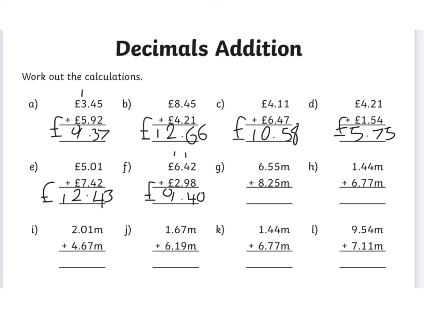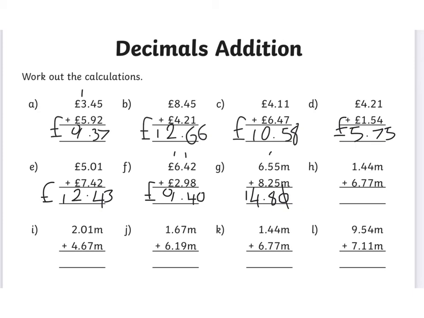Okay. Next, 5 plus 5. Okay, so I notice these are in meters now. So 5 plus 5 is 10. Put down 1. 1 plus 5 is 6. Plus your 2 is 8. And 6 plus 6 plus 8 is 14. So your answer is 14.80 or 14.8. Okay, both are acceptable.